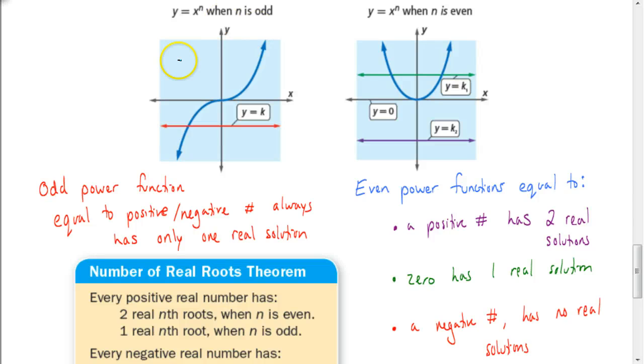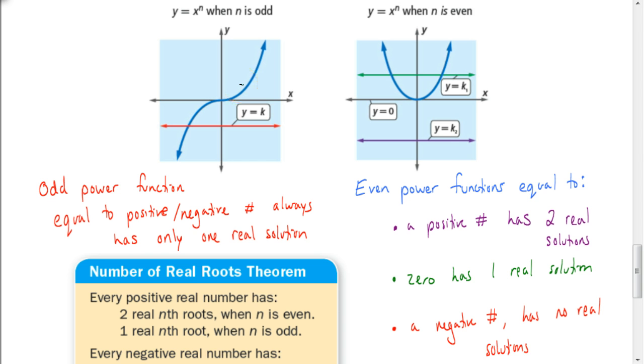This first graph is graphing y equals x to an odd exponent. If I graphed y equals x to any odd exponent, I'd get this kind of zigzag line that's in quadrants 1 and 3. If I graphed a horizontal line, y equals k, it's always going to intersect that blue line in only one spot. So if I had y equals a negative number, it would intersect down here in one spot. If I had y equals a positive number, it'd intersect here at one spot. If I had y equals 0, it'd intersect here at one spot. So it doesn't matter what k is, there's always going to be one intersection point.